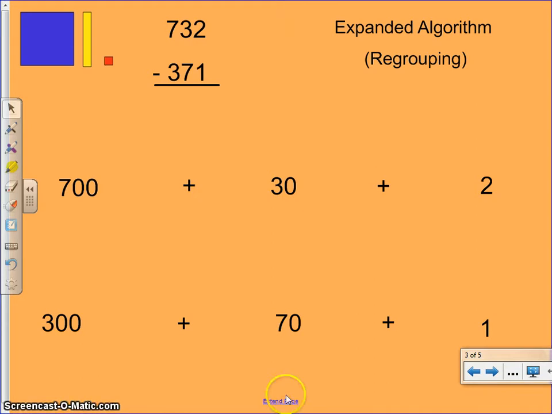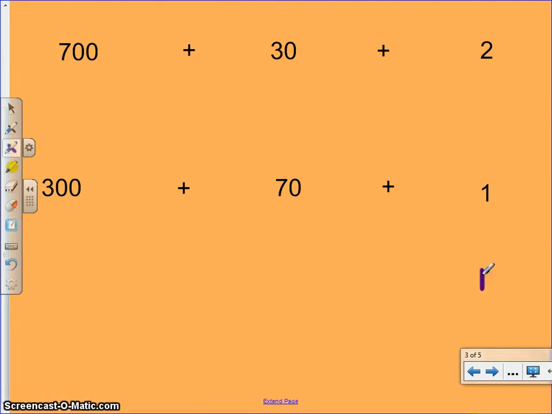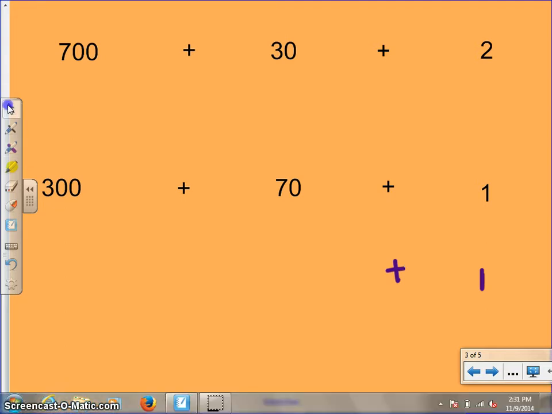So the first one I'm going to subtract is my ones. And I have 2 minus 1. 2 minus 1 equals 1. And then I go to my tens place. I have 30 or 3 tens minus 70 or 7 tens. Well, 30, I don't have enough there to take 70 away. So I have to regroup because I can't. Let me show you this picture what I mean.